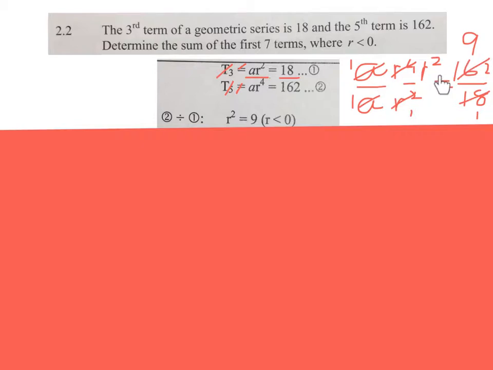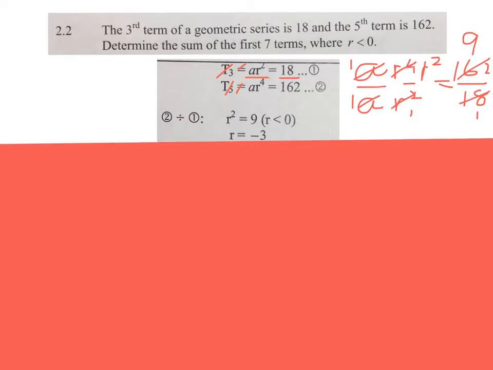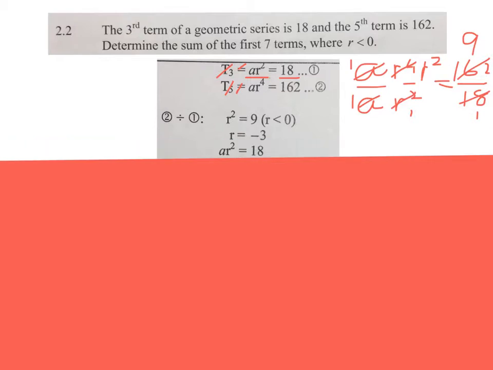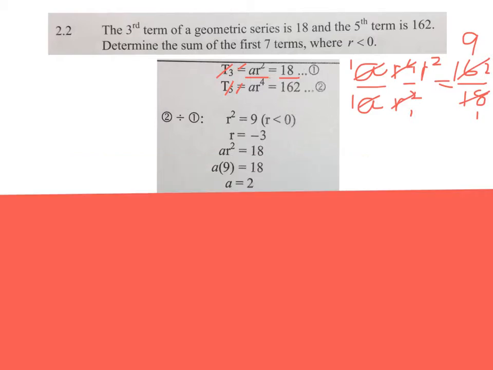I like to put the highest term at the top and the smaller one at the bottom. Then you cancel. You divide 2 by 1. You get r squared equals 9. If you square root both sides of this equation, you get plus or minus 3. But they told us the rate has to be negative, so we only choose the -3. Then because it's simultaneous equations, you substitute this -3 back into either equation, and your a equals 2.